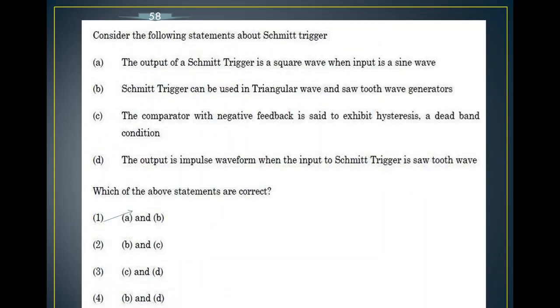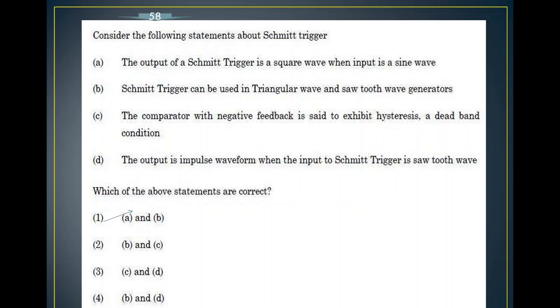The next question. Consider the following statements about Schmitt trigger. Statement A. The output of a Schmitt trigger is a square wave when input is a sine wave. Statement B. Schmitt trigger can be used in a triangular wave and sawtooth wave generator. Statement C. The comparator with the negative feedback is used to exhibit a dead band condition. And statement D. The output is an impulsive waveform when the input to Schmitt trigger is a sawtooth wave. Which of the statements are correct?